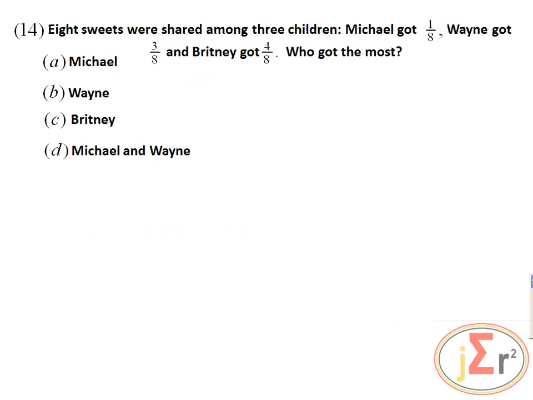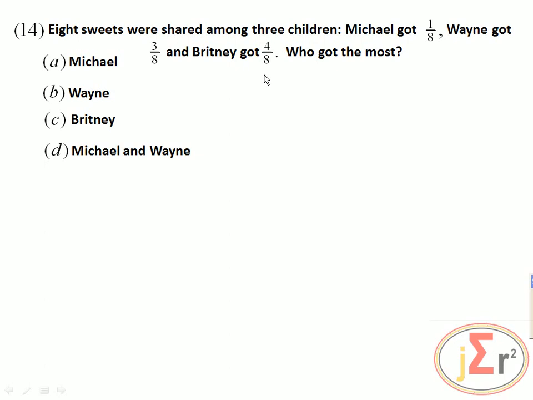Here we have another problem. 8 sweets were shared among 3 children. Michael got 1/8, Wayne got 3/8, and Brittany got 4/8. Who got the most sweets? It is easy for Jerry to just look at that and tell us which one got the most sweets. Which one? Brittany. Right, Brittany got the most because she got 4 sweets out of the 8.